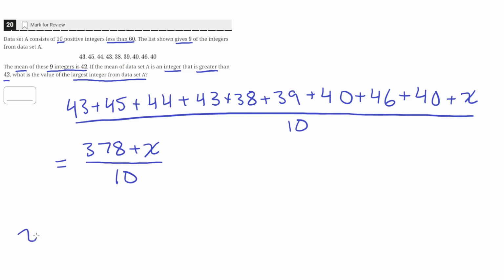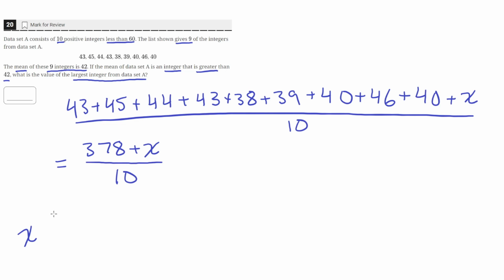So we're trying to find the value of x, because the problem says that the mean of these 9 integers is 42. But the mean of dataset A after we add the x, or the 10th integer, is greater than 42, which means that x has to be larger than 42.